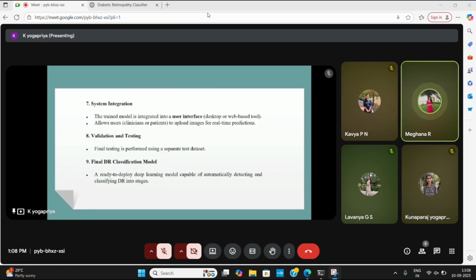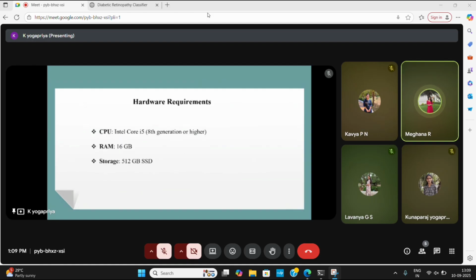And the final step is the final DR classification model, where the output is a fully trained, validated, and integrated deep learning model that can detect and classify diabetic retinopathy stages accurately, serve as a diagnostic aid for ophthalmologists, and potentially be deployed in telemedicine or rural healthcare setups. Thank you. Over to Lavanya.